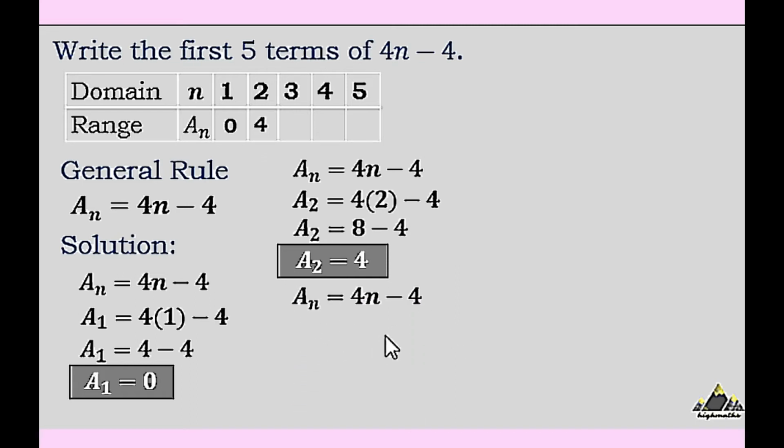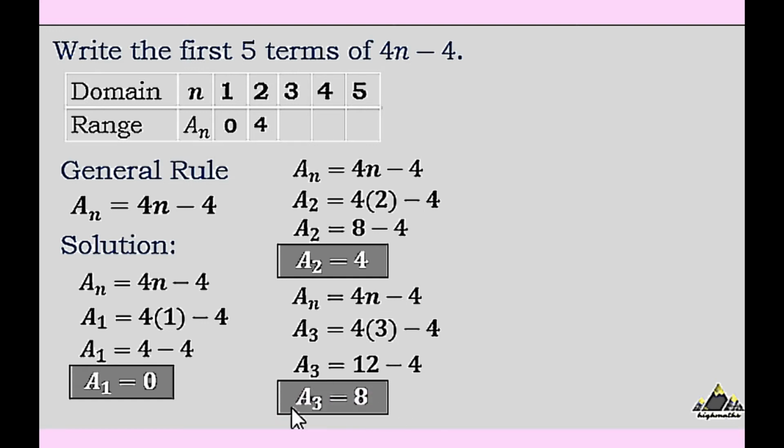Next, using again our general rule, substituting 3 to the variable n to get our third term. So we have a sub 3 equals 4 times 3 minus 4. So we have a sub 3 equals 12 minus 4. We obtain a sub 3 equals 8. That means our third term is 8.